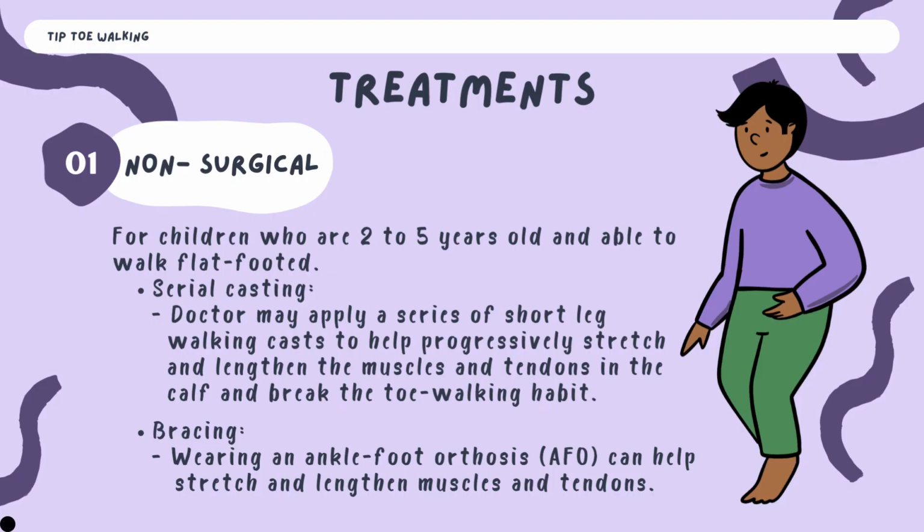For children who are 2 to 5 years old and able to walk flat-footed, initial treatment is always non-surgical. For example, serial casting. The doctor may apply a series of short leg walking casts to help progressively stretch and lengthen the muscle and tendon in the calf and break the toe walking habit. Serial casting is usually performed over a period of several weeks.